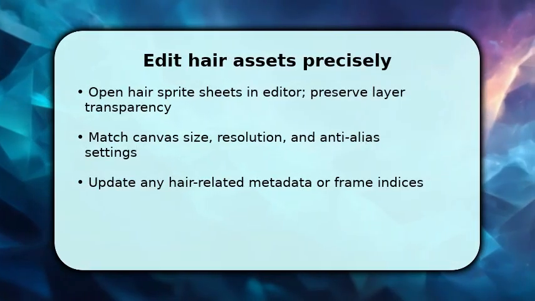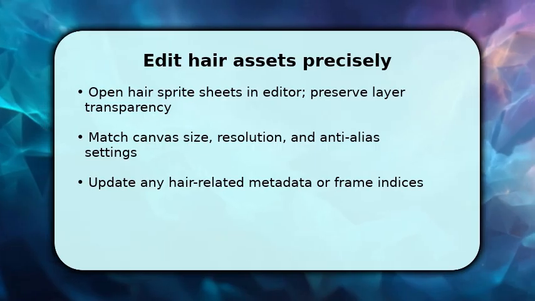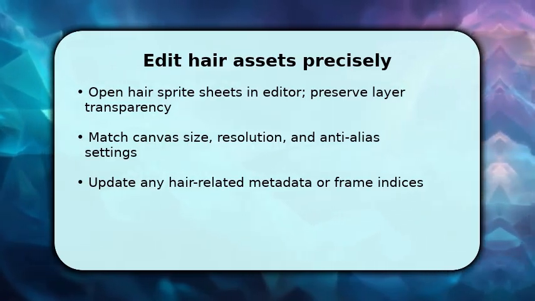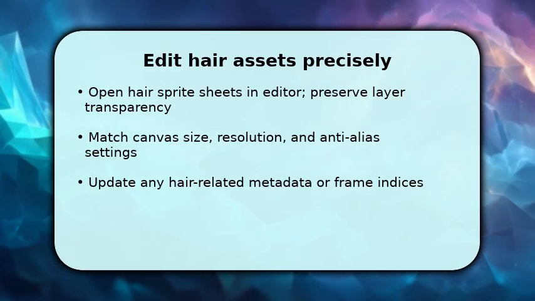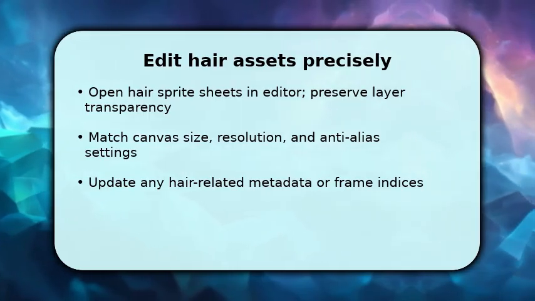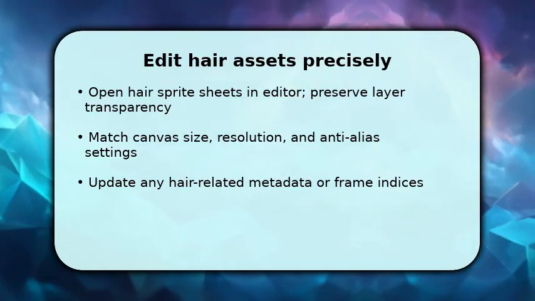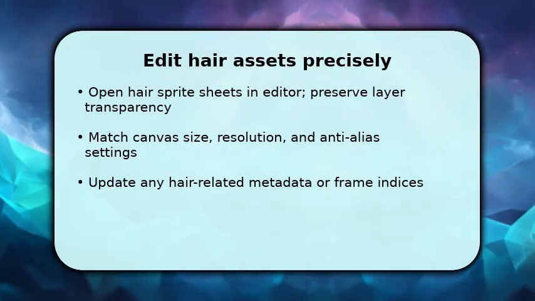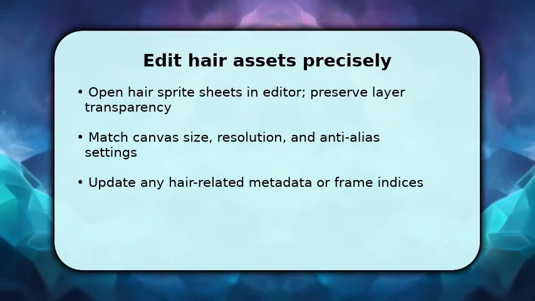Now you edit the hair sprites. Import the sprite sheet and work on a duplicate layer so you can undo easily. Once you've isolated the hair, redraw or replace strands while matching canvas size and pixel resolution to avoid jitter. Make sure to preserve transparency and any alpha channels, otherwise the background will show. After visual edits, update metadata or frame indices in the character config so animation frames align. Save exported PNGs with identical file names.